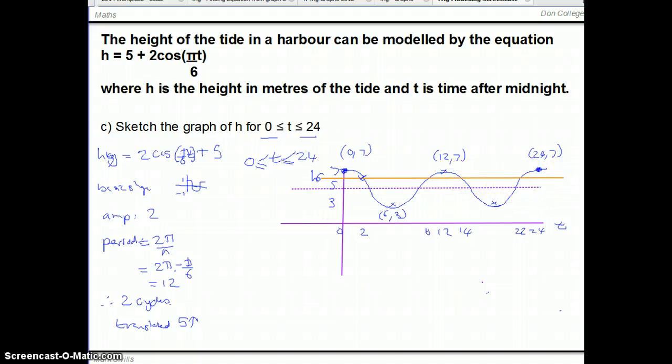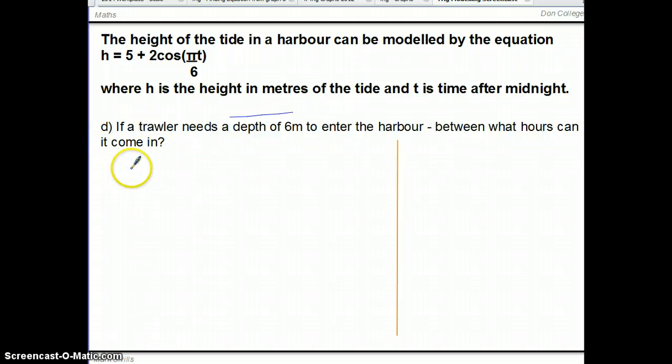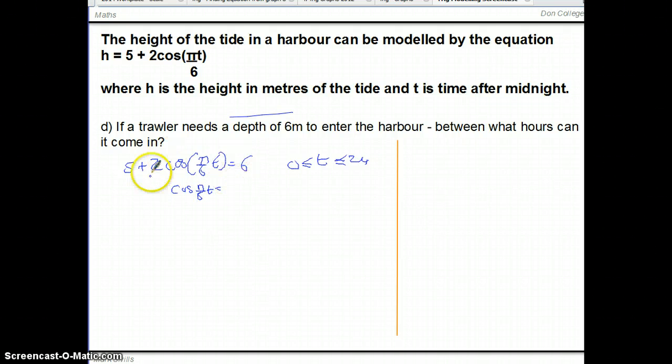Alright, so the first thing we need to do is try and solve 5 plus 2 cos(pi over 6 t) is equal to 6. If you rearrange that, and this is t between 0 and 24, cos(pi over 6 t) is equal to a half. And we could go back to how we've solved these before. So let A equal pi over 6 t. Change this to pi over 6 t.